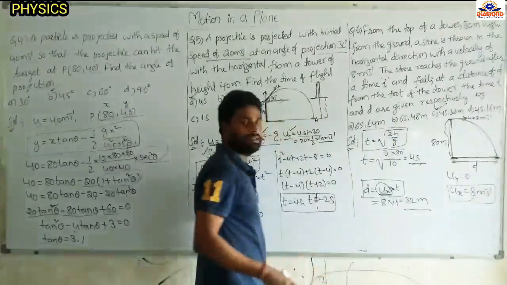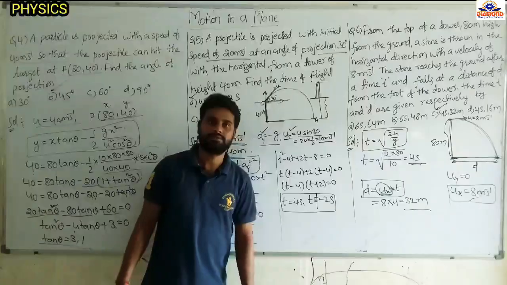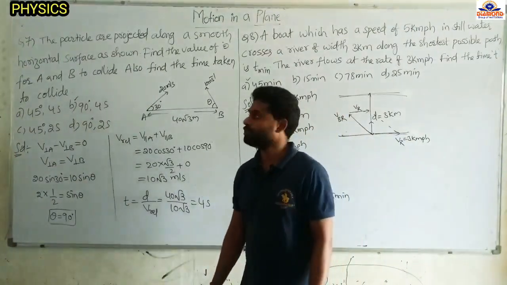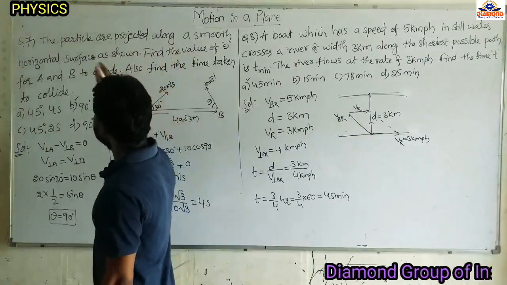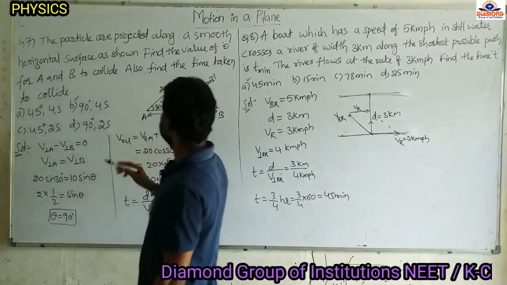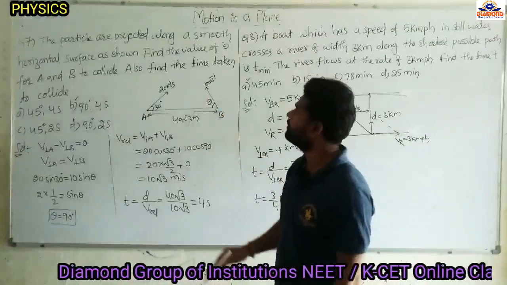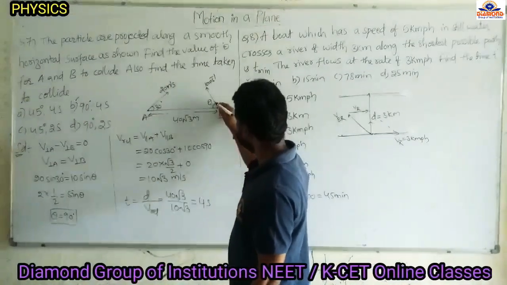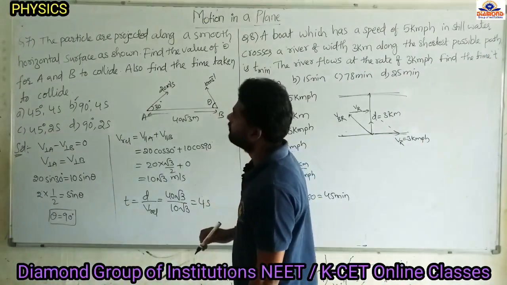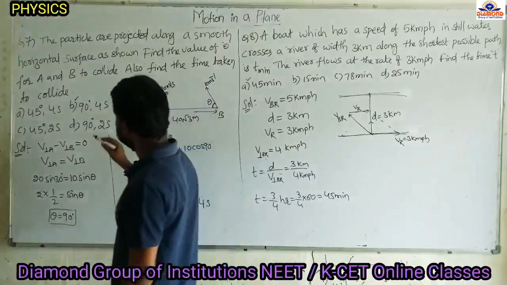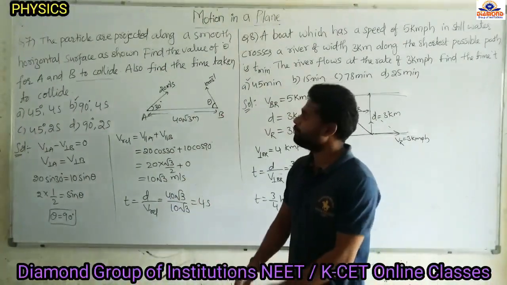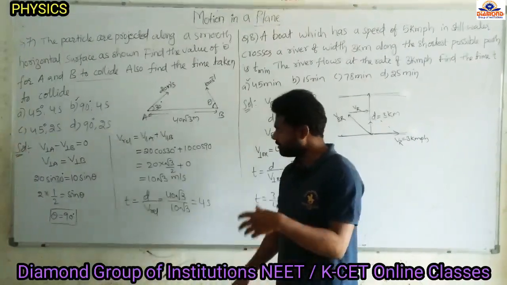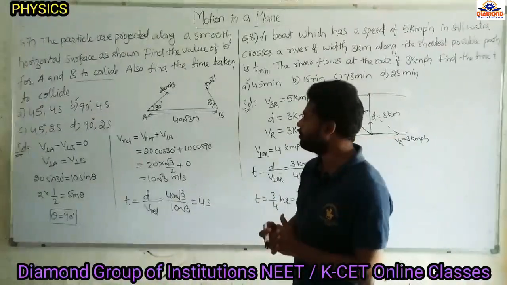Like this we have to solve problems on projectile motion. Okay, see the next question, 7th question. The particles are projected along a smooth horizontal surface as shown. This is the diagram they have given. Find the value of theta for A and B to collide. A and B are going to collide. Also find the time taken to collide, that is, after what time they will collide, that we have to find.